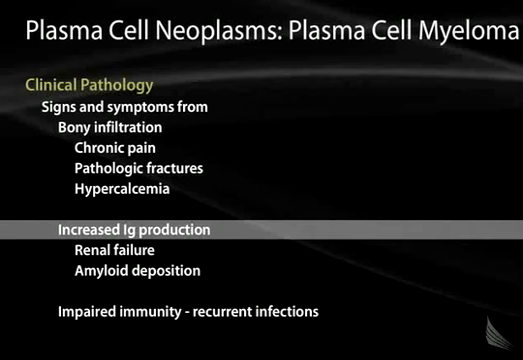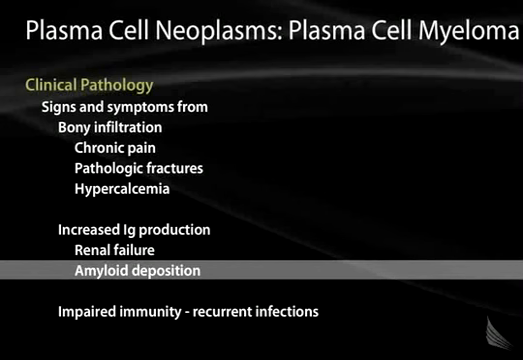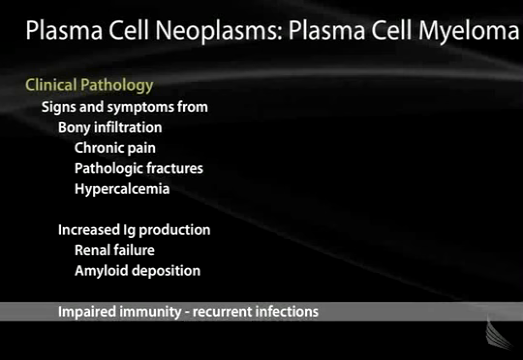If you have increased immunoglobulin production, that can cause renal failure as well as deposition of amyloid protein in the parenchyma of really any tissue, but most importantly in the heart and in the kidneys. You can have impaired immunity with recurrent infections from impaired immunoglobulin synthesis. Though you have hyperproduction of gamma globulins, none of those gamma globulins are appropriately directed against any particular organism. So the immunoglobulins you're producing are essentially ineffective.